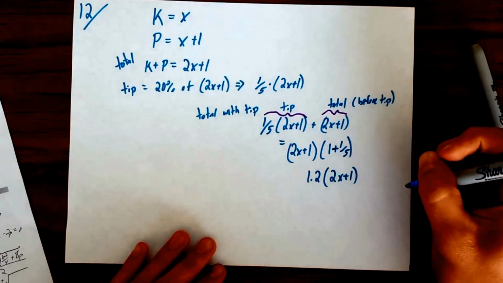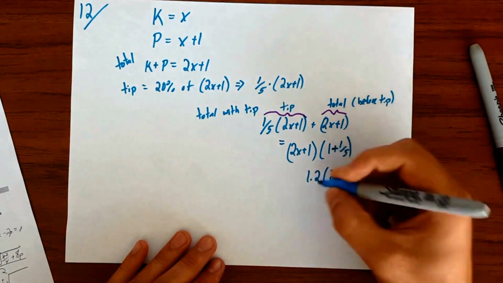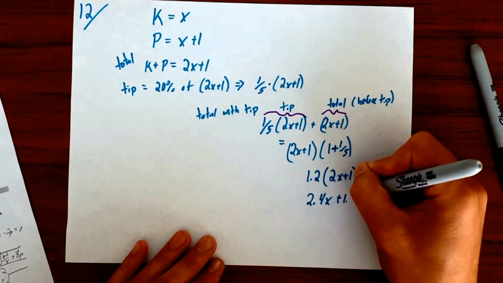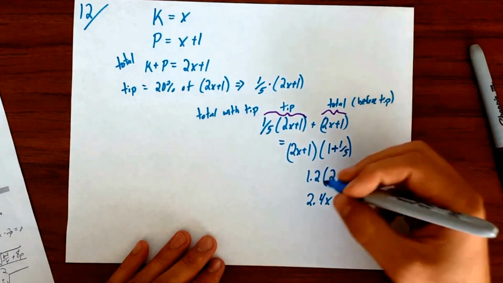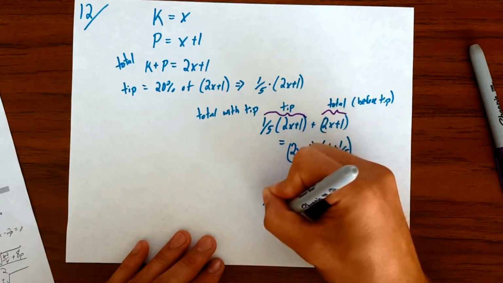And if you look at the solutions, do you see that? Oh, you do see that, right? So then you're going to have 2.4x plus 1.2. That's not the solution, because this is the total with tip.